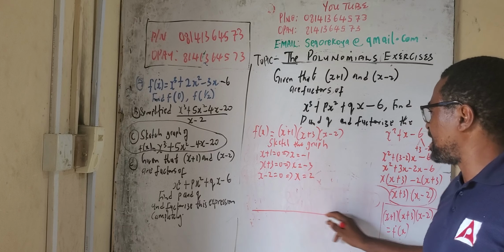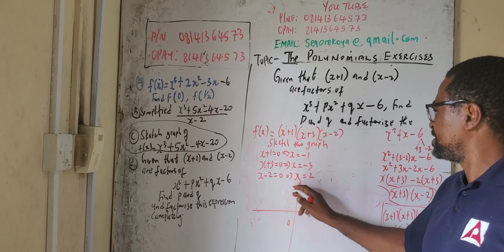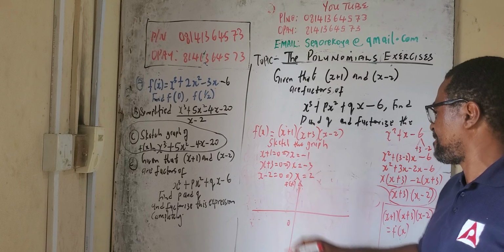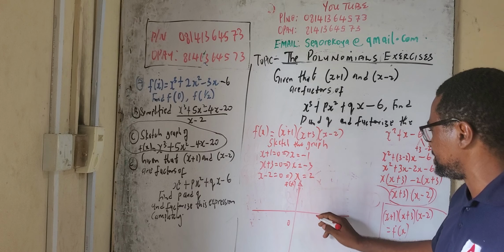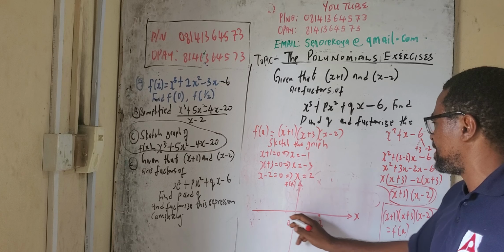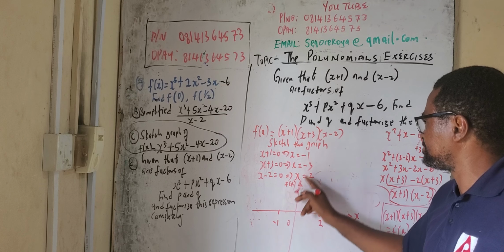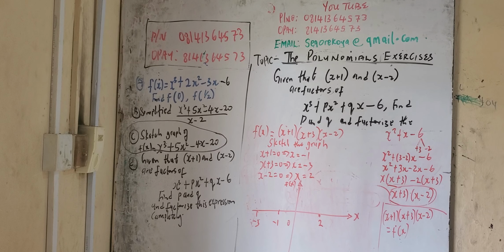So on my x-axis, I'm going to have 0 there. This is f of x on the vertical. So my x values are 2, minus 1 and minus 3. So this is the x-axis. I have 2 here. Minus 1 will be here. And minus 3 will be on the other side. So what I'm going to do now is to sketch the graph of this polynomial function.